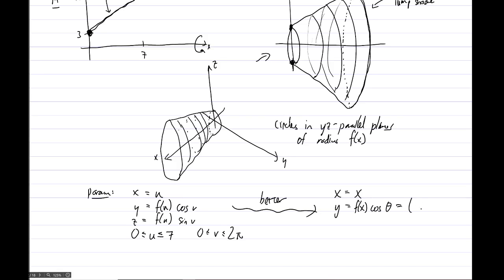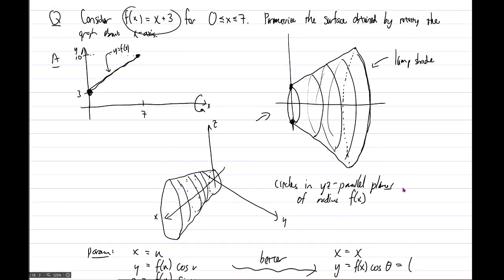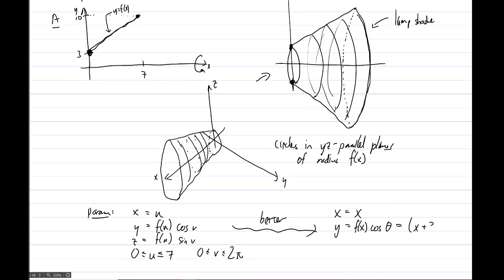The f of x here, in our example, scrolling up just a moment, was x plus 3. So let's make that more specific here. This f of u is just writing things a little more generically, if you happen to rotate the graph of some other function. So x plus 3 times cosine of theta, and then z would equal, slightly generically, f of x times sine of theta. And then we can rewrite this as x plus 3 quantity times sine of theta.